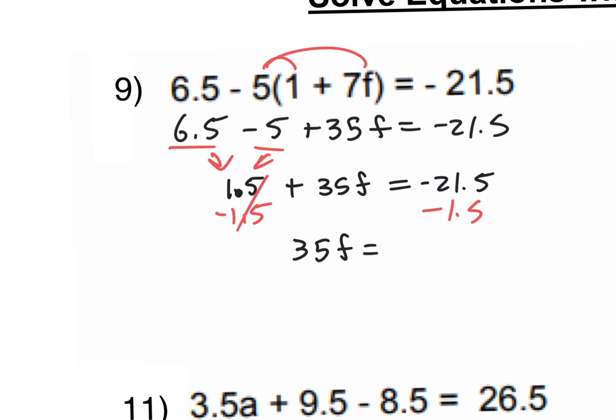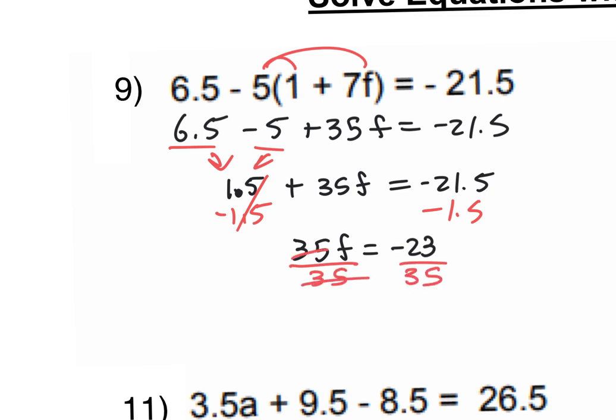It's like digging a hole 21.5 feet deep and then digging another 1.5 feet. So it's kind of like adding these together, essentially what's happening here. And so you're going to end up with negative 23. Lastly, what's happening to my f? It's being multiplied by 35, so I need to divide both sides by 35.